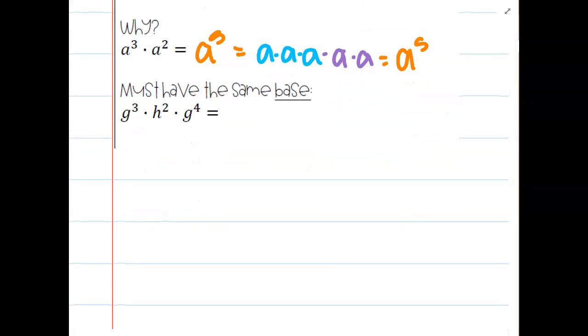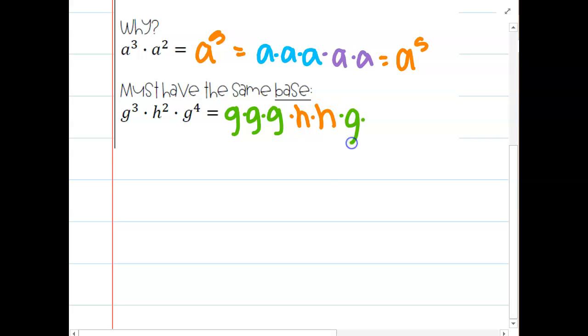Now, the big thing that you need to keep in mind today is they have to have the same base. So, if I have a g cubed, and then if I have an h squared, and then a g to the 4th, not all of these have the same base, the same bottom number, right? I've got the g, and then I've got an h, but then I've got this g over here. They have to have the same base if you're going to add their exponents, because here's the thing, g cubed is g times g times g, h squared is h times h, and then g to the 4th is g times g times g times g.